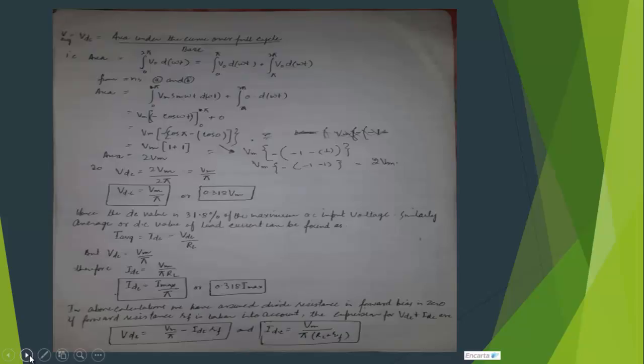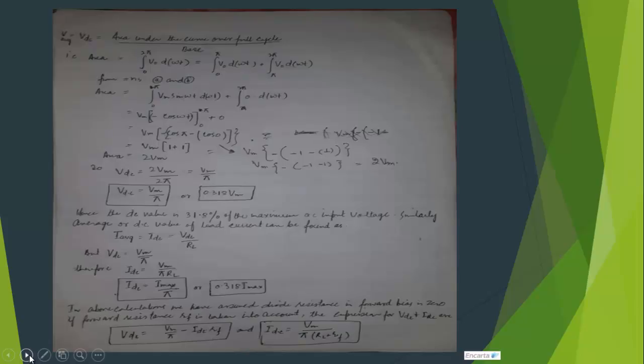Now we have to find the VDC or V average. As you know, VDC is equal to the area under the curve over the full cycle divided by the base. Our area is twice Vm, so VDC is equal to twice Vm divided by the base. The base is 2 pi. So VDC is equal to Vm by pi, or 0.318 times V maximum. Hence the DC value is 31.8% of its maximum AC input voltage.